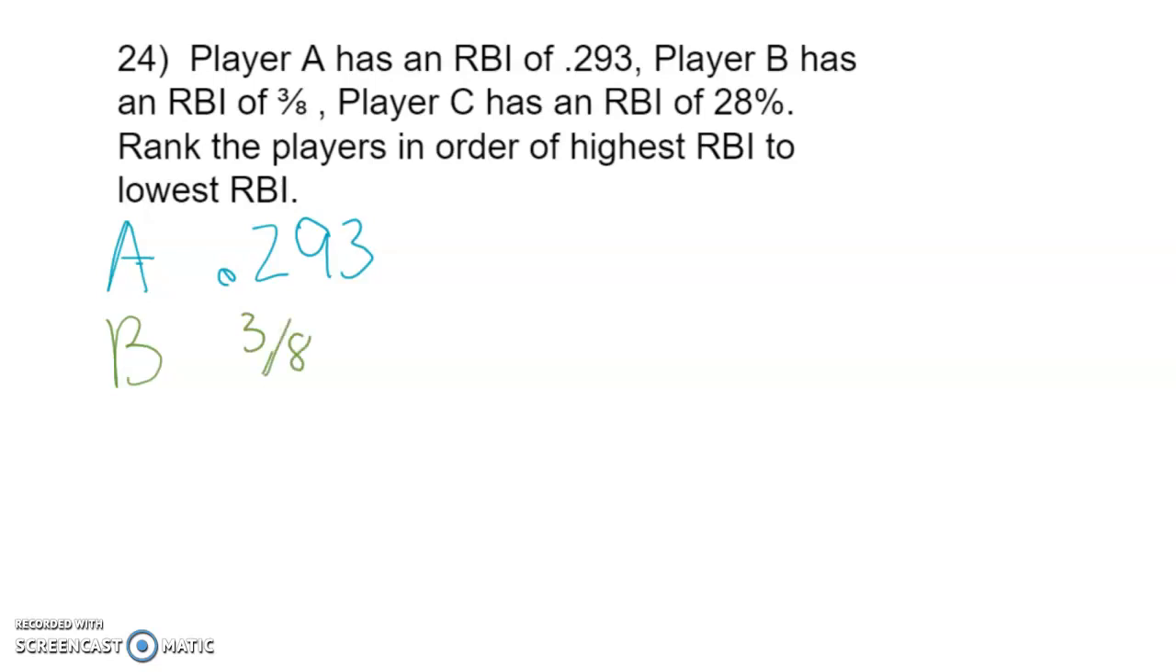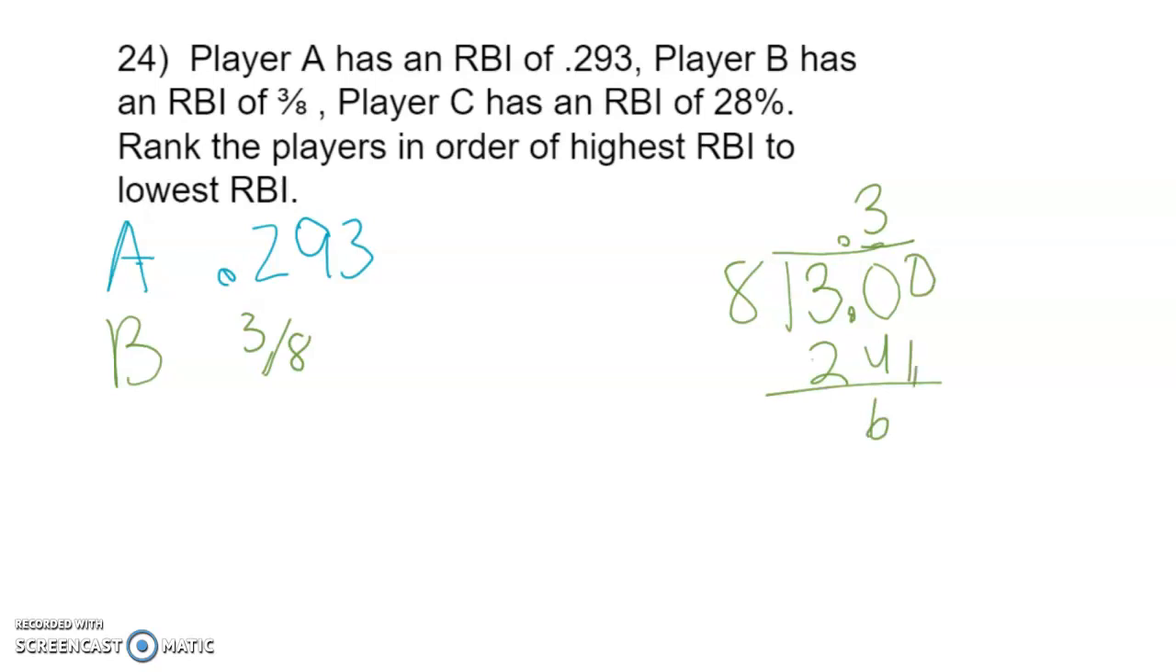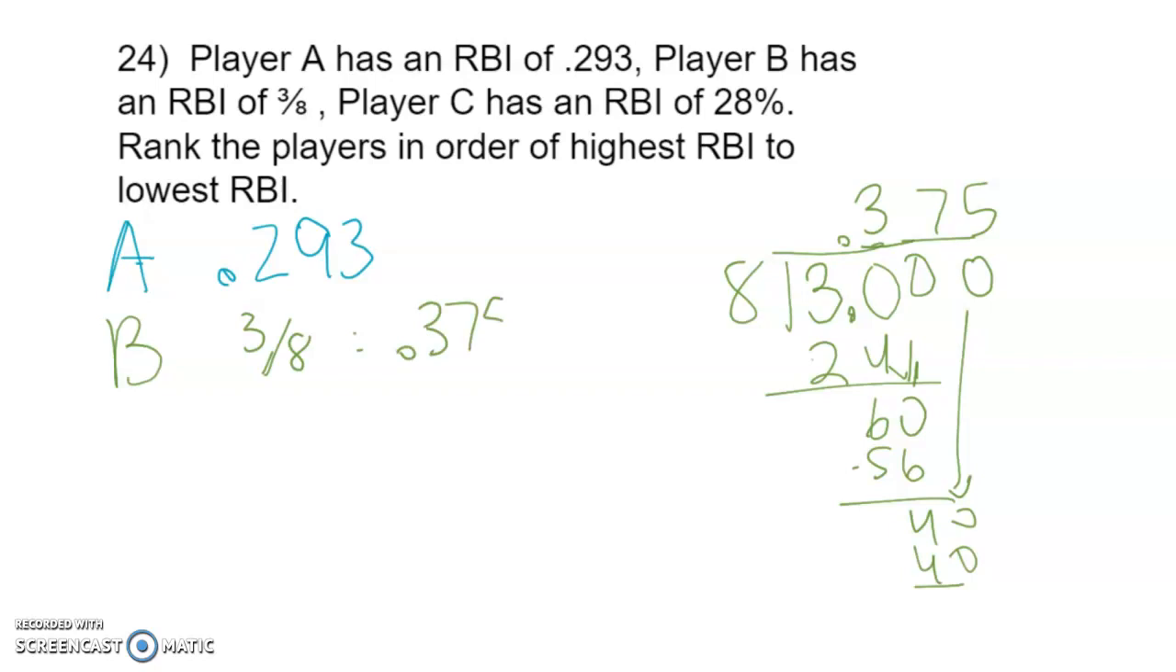So that's actually one of those ones that I recommended that you memorize, but if you didn't, we can do the division on the side. 8 doesn't go into 3, but it would go into 30. That's going to be 3 times. 8 times 3 is 24. Subtract, you get a 6. Bring down a 0. 8 goes into 60 7 times. 8 times 7 is 56. Subtract, you get a 4. Bring down a 0. 8 goes into 40 5 times, and that is exact. So that is 0.375.